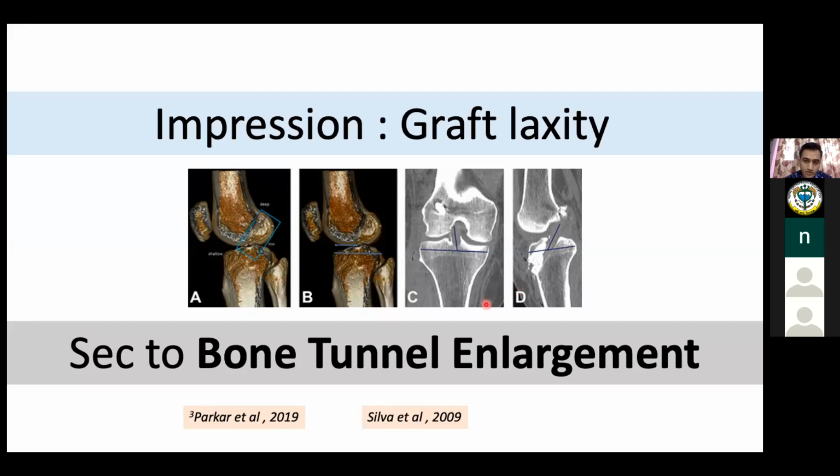Another important fact was proved by Silva et al. in their study: bone tunnel enlargement does not necessarily lead to graft laxity in all cases, but in some cases it may lead to laxity. So we should be very careful in interpreting whether bone tunnel enlargement is really the cause of graft laxity.